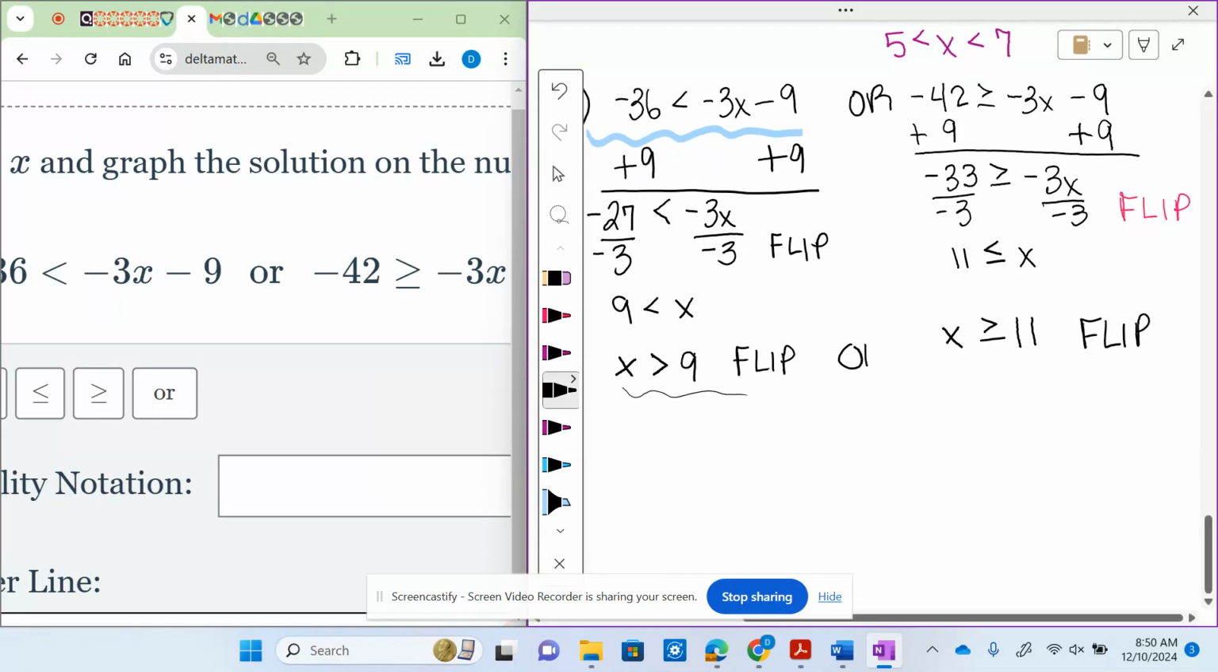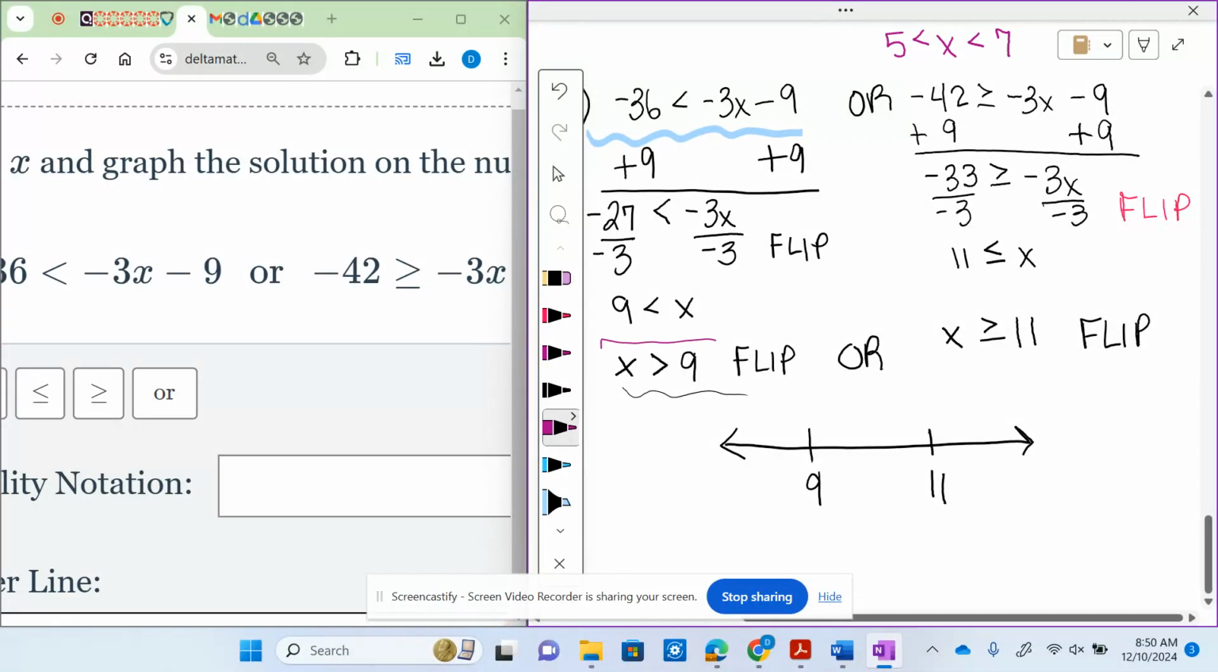So this is an OR inequality. Because it's an OR, what is my graph going to look like? Owen: They're not going to intersect at a point, and they're going to go in opposite directions. Perfect. They're not going to touch at all. OR is opposite. So the two numbers that I'm talking about are the numbers 9 and 11.